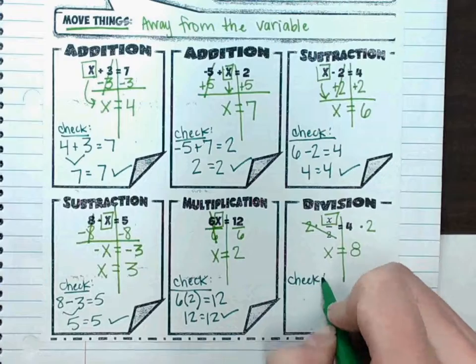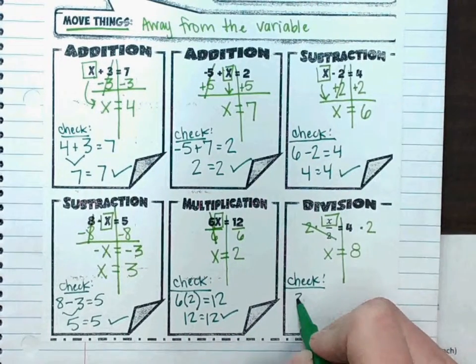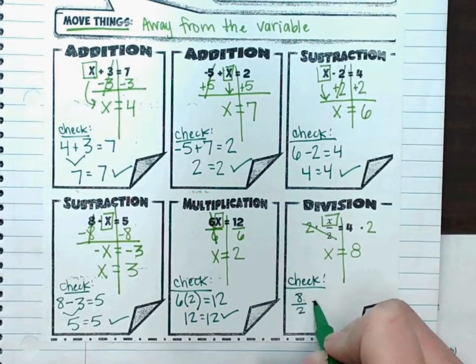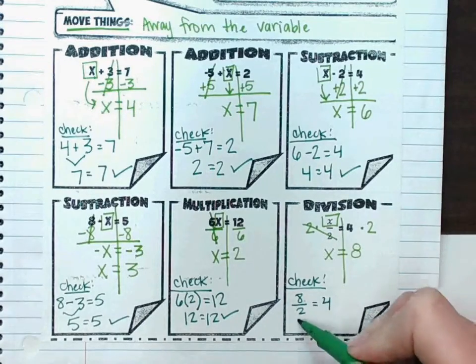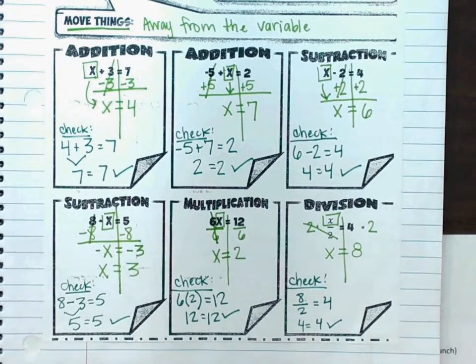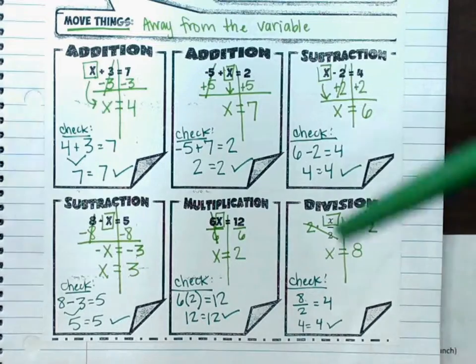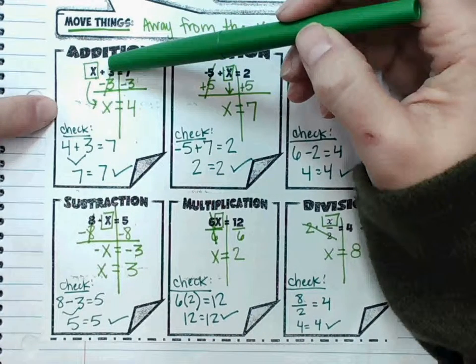Alright, let's check. We've got 8 over 2 equals 4. So this means 8 divided by 2, which equals 4. 4 equals 4, so that works. Perfect.